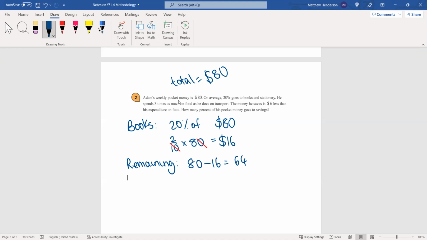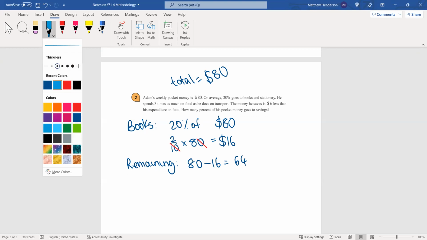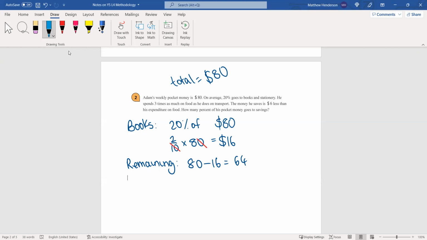Now I can see that it's comparing the amount of money he spends on food to transport, and then it compares the amount of money he saves to food. So I'm going to use transport, as that seems like my smallest thing, to represent one part. Of course, I could use algebra as well to represent the different parts, but let's write out the information we know. So 3 times as much on food as he does on transport.